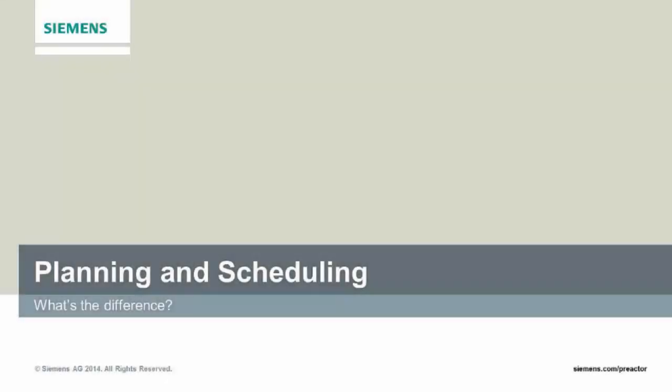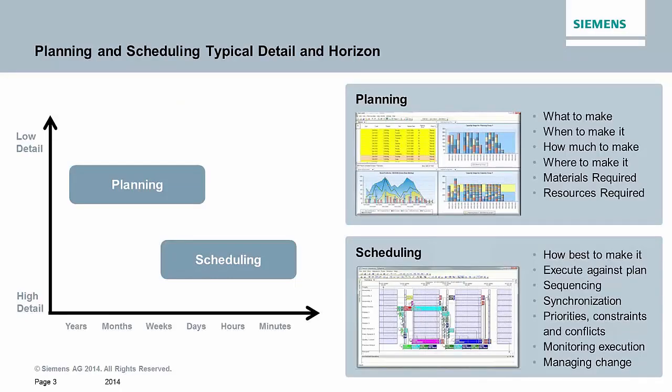So the first question is, what is the difference between planning and scheduling? We all have different definitions of these two words. So I'll give you what I think of as planning and scheduling, so that gives you context for the rest of this presentation. Planning looks out more long-term, and scheduling is more the short-term, could be down to the seconds and minutes.